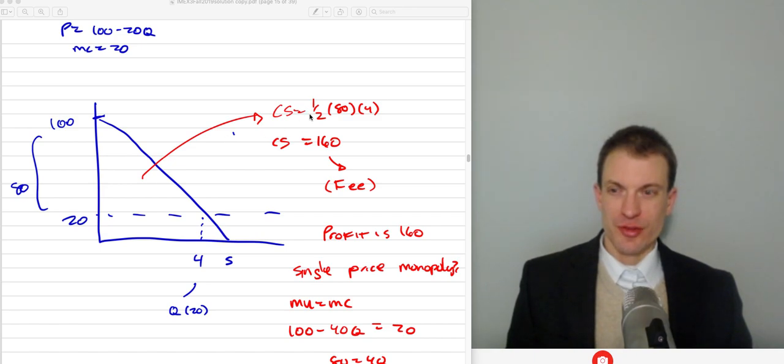So I need to calculate consumer surplus. That's this area right here. So it's going to be 1/2 base times height. Okay, this is going to be 100 minus 20. That's my 80. And then this right here is 4.